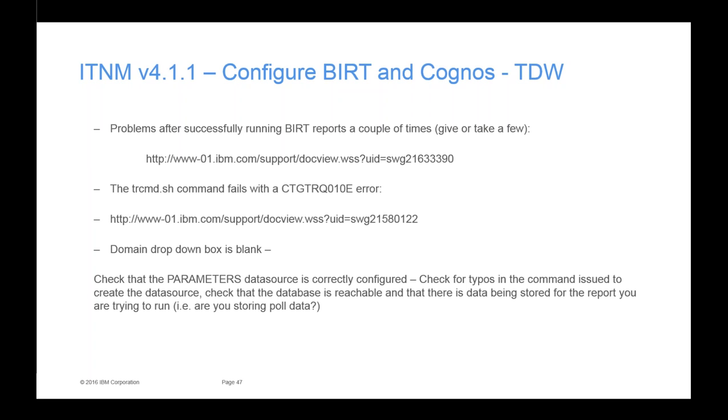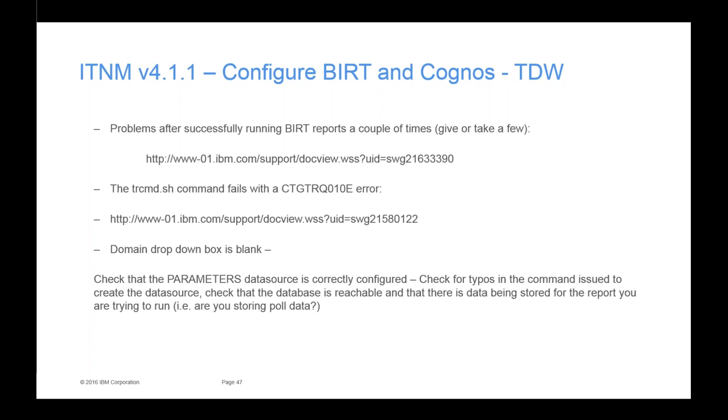And then there's obviously, we get a lot of PMRs for the main drop-down box being blank, and that typically means that the parameters data source is incorrectly configured. So check for typos in that command. One way that you can do that, I think I've got it on the next slide here, is you can list the report's parameters to show how it's configured.